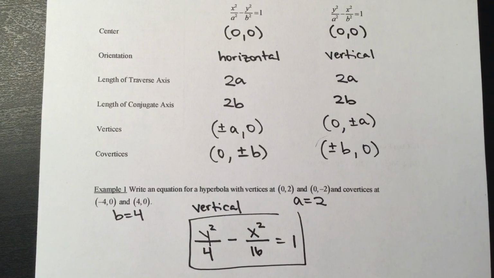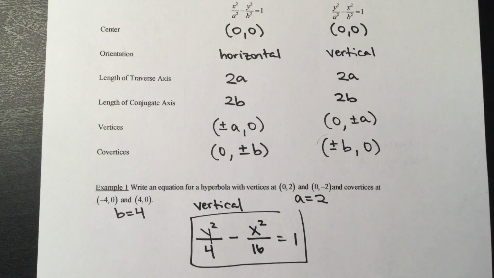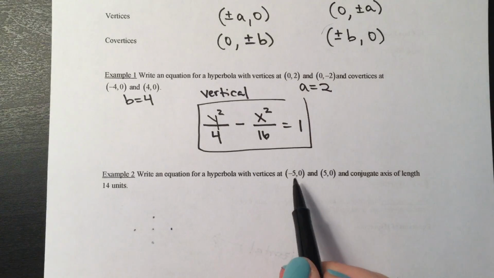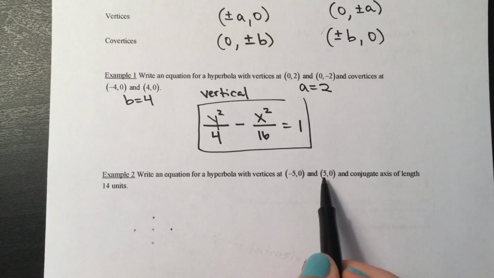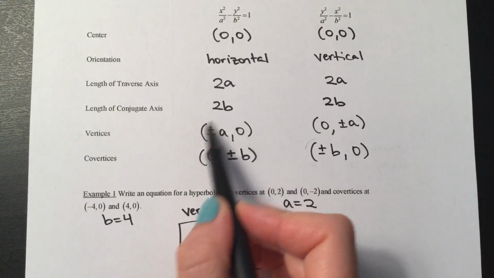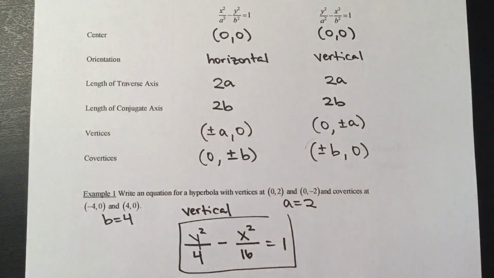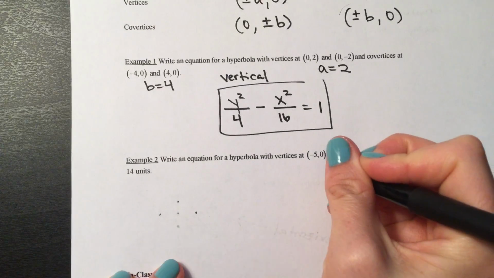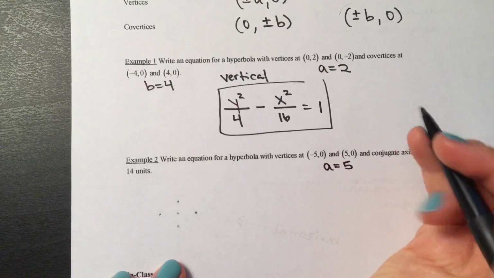We're going to do something really, really similar with example 2. So let's take a look here. We've got vertices at -5, 0, and 5, 0. So that's plus and minus 5 for the vertices. So for the vertices, that's this form right here. So it must be a horizontal hyperbola. So that makes this A. A is 5. And then this is a little tricky.